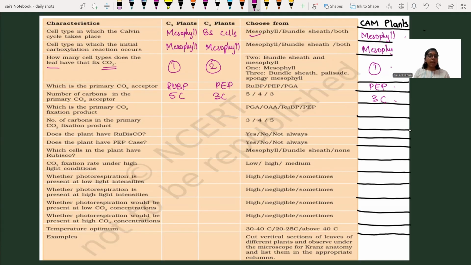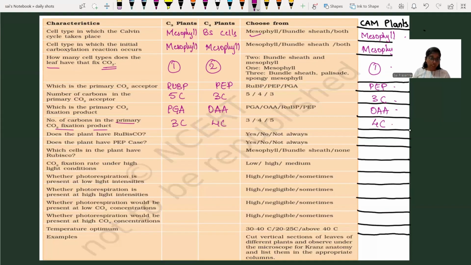Which is the primary carbon dioxide fixation product? Here it is phosphoglyceric acid. In C4 it is oxaloacetic acid. Here also it is oxaloacetic acid. Number of carbons in the primary carbon dioxide fixation product: 3 carbon, 4 carbon and 4 carbon in CAM plants.